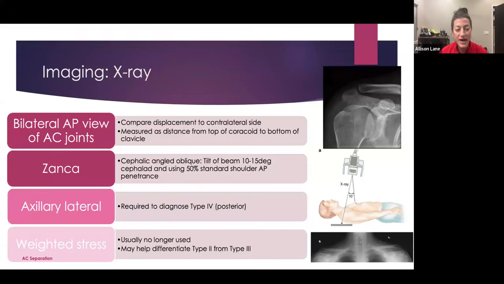We always used to, in the past, do weighted stress views. We really don't use them much anymore, but they can help a little when differentiating type 2 from type 3, though it doesn't usually change management. So we don't really do that too much.